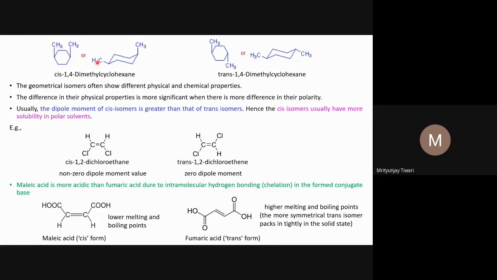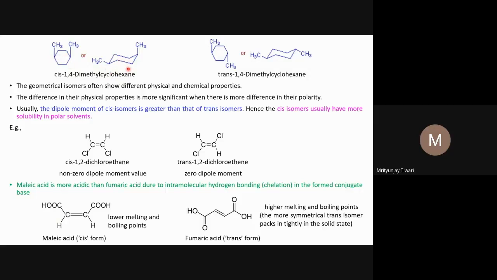Now let's see an example of cis and trans isomers in a ring structure. This is 1,4-dimethylcyclohexane. You can see this is cyclohexane, and at the first and fourth positions, the two methyl groups are attached. This is the cis form because the CH3 groups are on the same side. However, as we know, the chair conformer of cyclohexane is more stable.